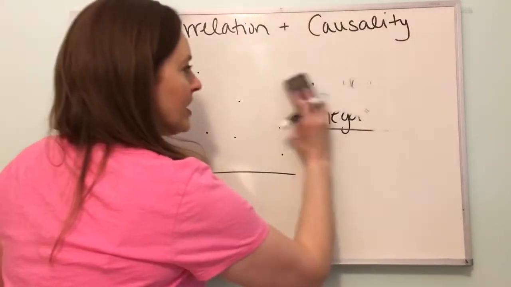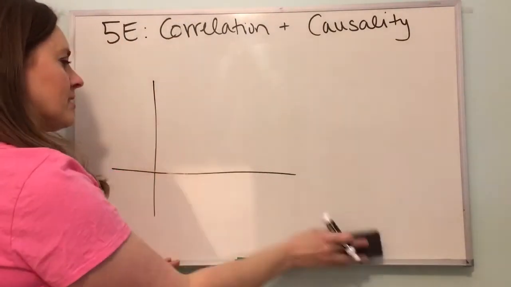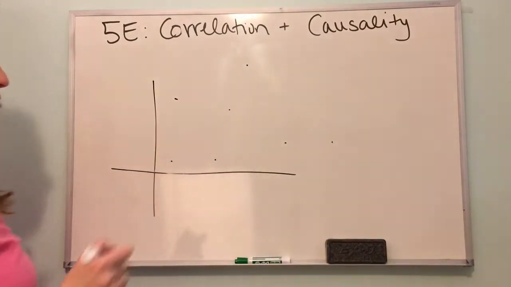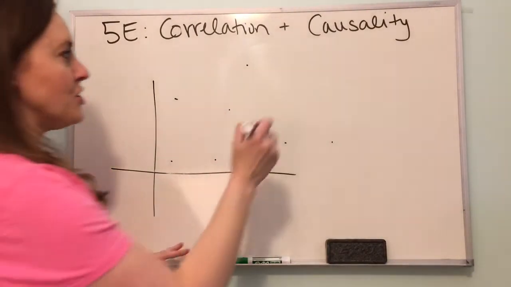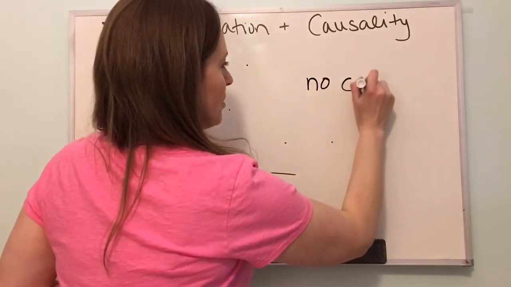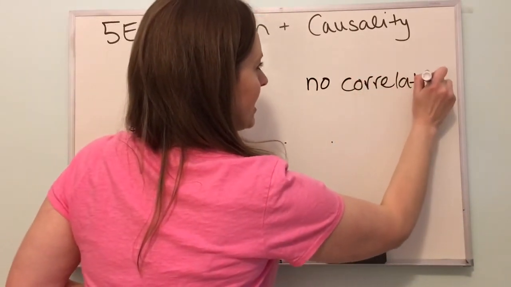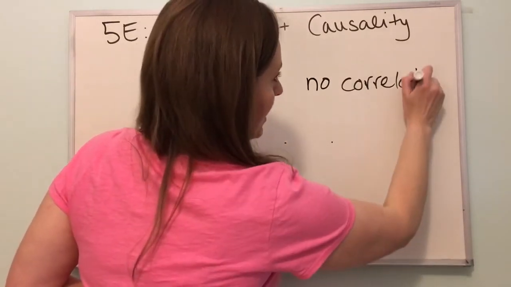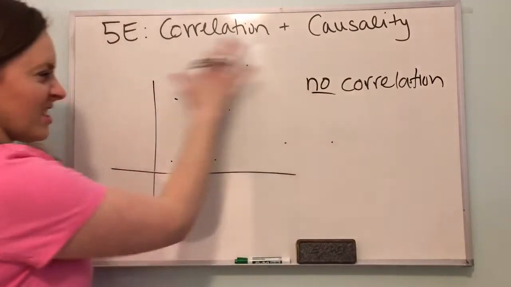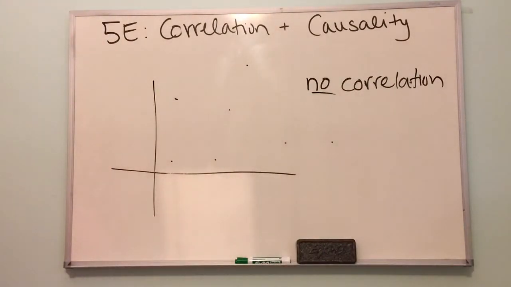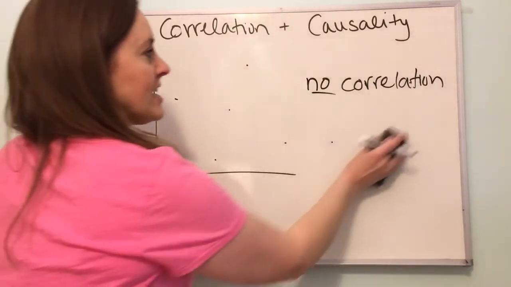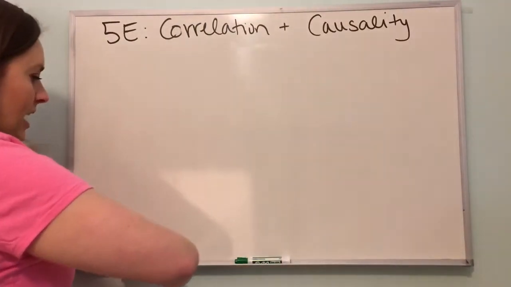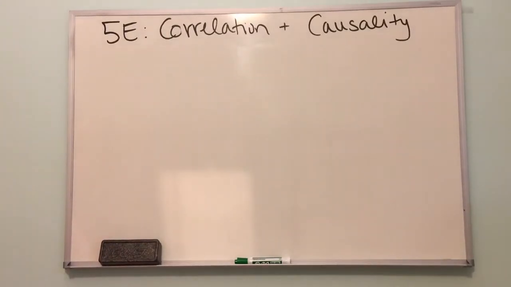If I had a bunch of dots that kind of looked like this, and they were all kind of randomly scattered, I would say there's no correlation there. They're not really related in any way. There's no correlation because they're just kind of all over the place. And if there's no correlation, it can't be positive or negative. It's just none. So let's look at the examples that they gave us on the worksheet now and apply what I just showed you there.